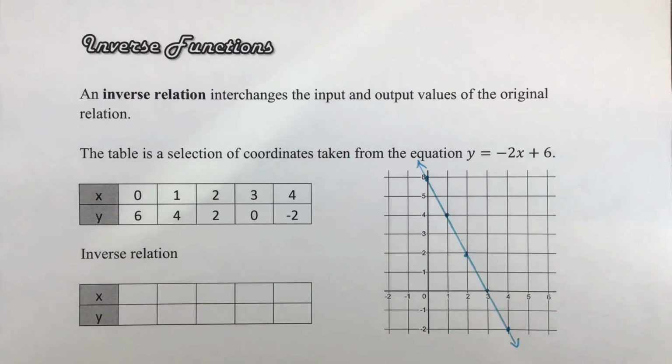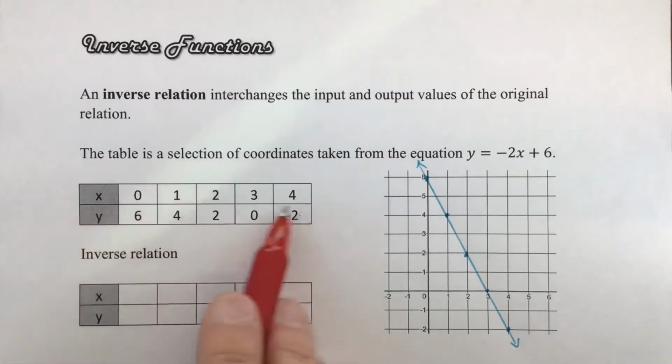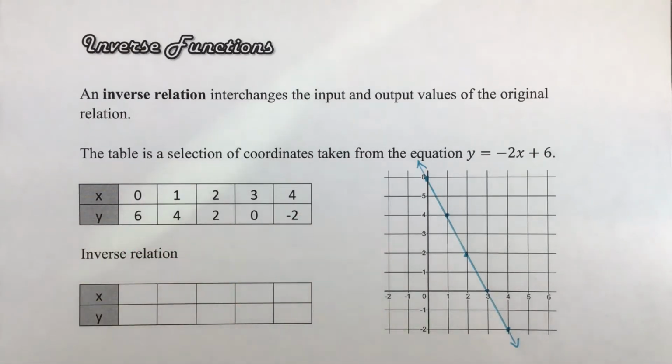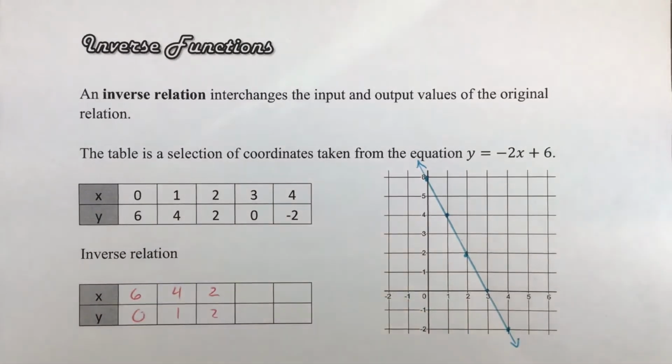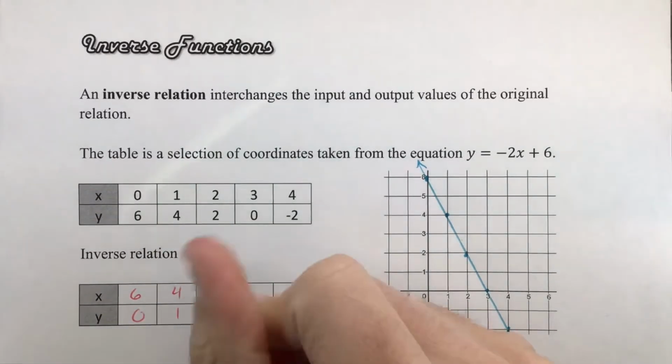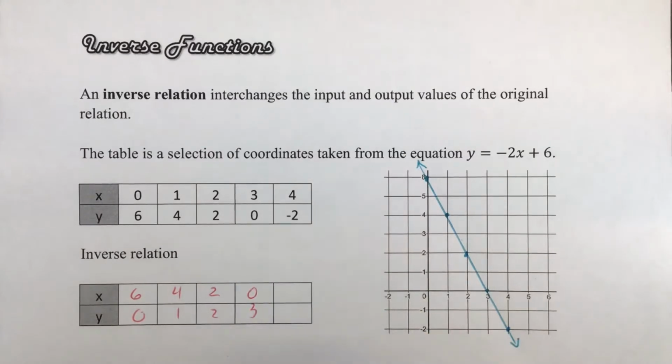The inverse relationship is going to switch the inputs and the outputs. So what I can do is take this table of values and just switch those numbers. So I get 6, 0, 4, 1. This is going to be 2, 2. That one doesn't change. We get 0, 3, and negative 2, 4. And I'm going to go ahead and graph those.